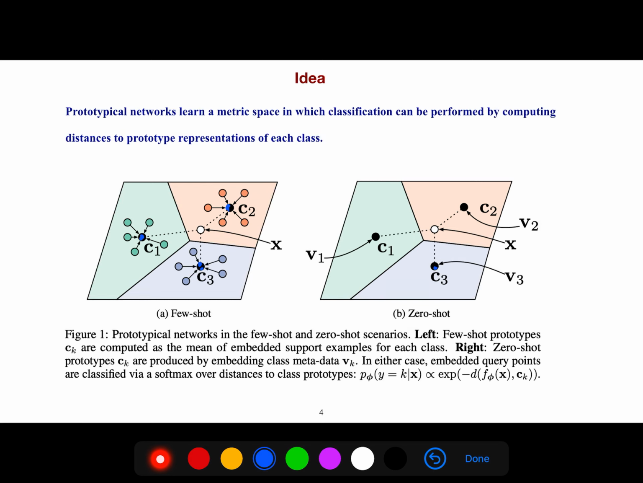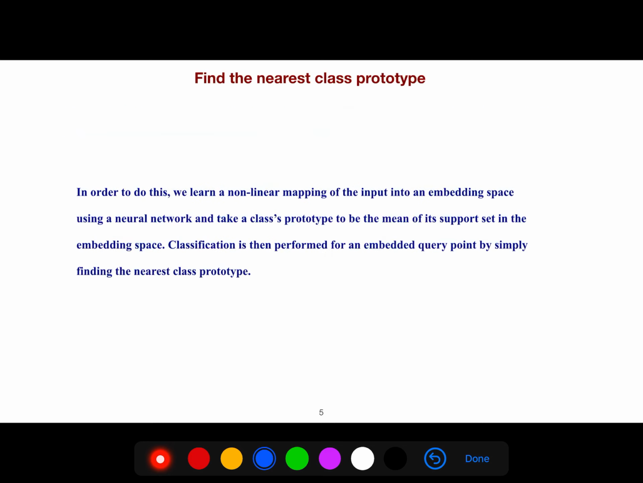Prototypical networks learn a metric space in which classification can be performed by computing distances to a prototype representation of each class. So we find the nearest class prototype. In order to do this, we learn a nonlinear mapping of the input into an embedding space using neural networks and take a class prototype to be the mean of its support set in the embedding space. Classification is then performed for an embedded query point by simply finding the nearest class prototype.